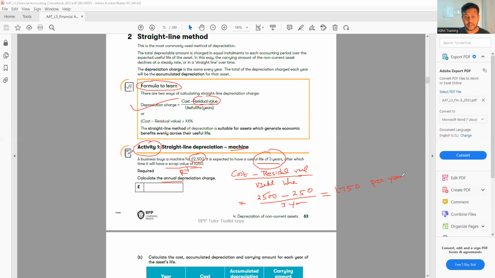So at the end of every year, the value of this machine will go down by 750. From 2,500, at the end of the year, 750 will be reduced. So on the financial statement, the carrying value will be reduced by 750 each year. Okay, so it will be 750. All right, so that's our first question. Let's look at the next one.